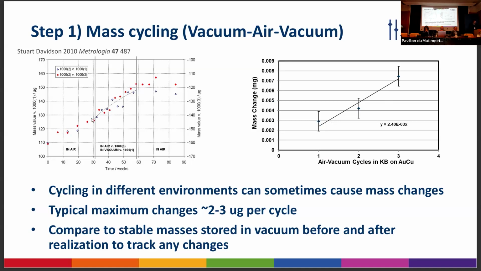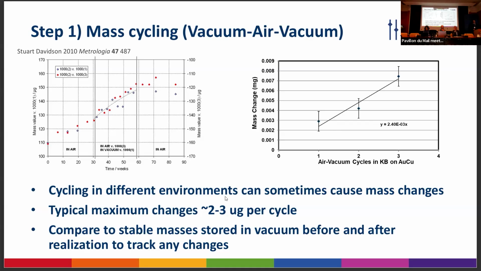And so you can see over time, this mass that went through vacuum to air, vacuum to air, vacuum to air multiple times, gained weight in time. And typically that was on the order of 2 to 3 micrograms. And we see this as well sometimes when we're going from our vacuum balance to the Kibble balance and back again. It's not always reproducible, but it's something that needs to be considered.